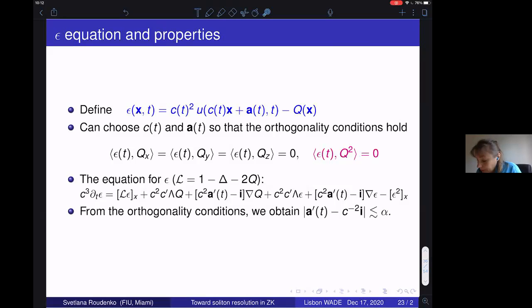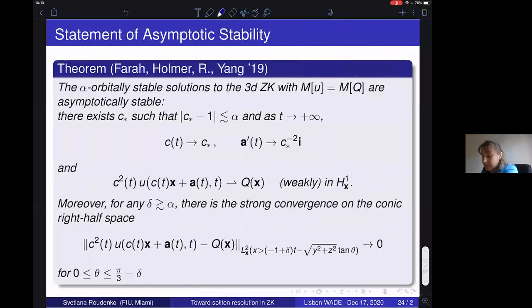Basically what we do, we linearize. So the linearized operator over here on the epsilon, and there's a bunch of different parameters coming up, and there's the epsilon squared, okay? So using the orthogonality condition, it gives us some control on the parameters. In particular, you can notice that this parameter will be controlled by alpha. So what does this really say? A is the location, A prime is the speed. So basically this says that we are basically only traveling in the x direction, with the speed 1 over c squared. Okay, so now we're ready to see the statement of the theorem.